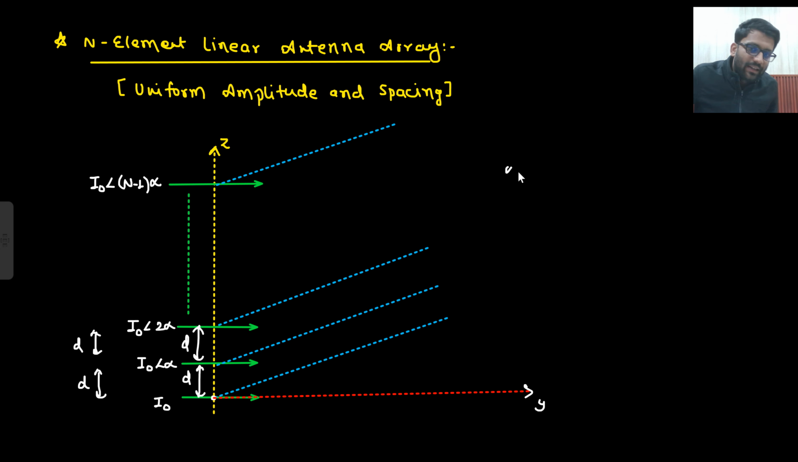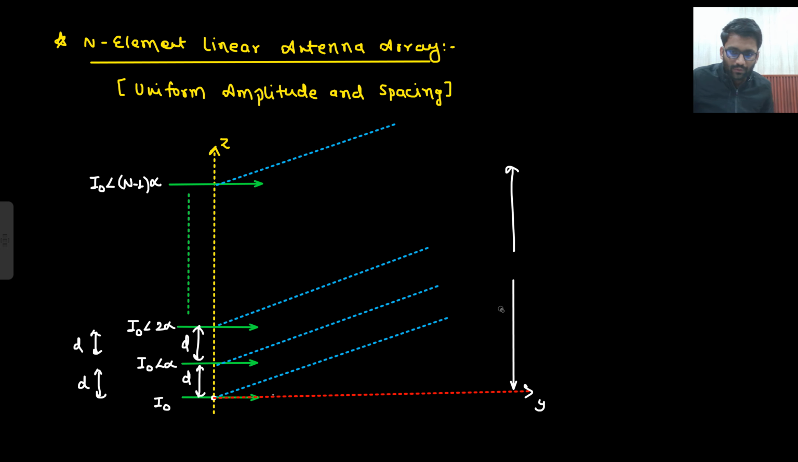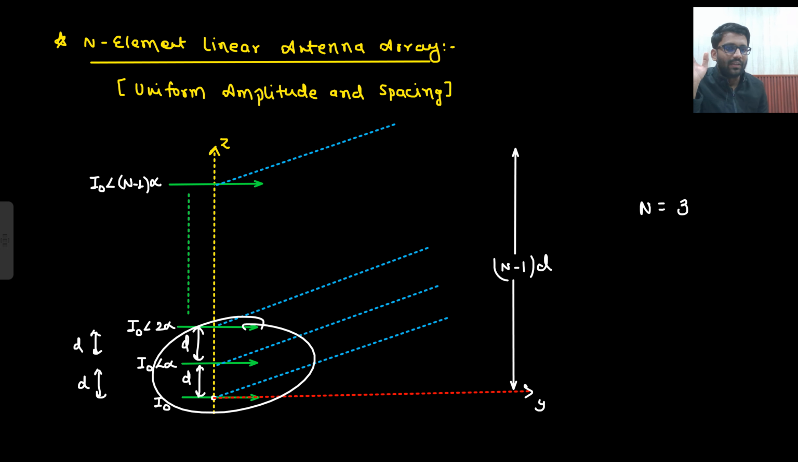And if I ask you what is the length of this antenna array in terms of n and d? Can I write the length as (n minus 1) into d? If the elements are 2, then 2 minus 1 into d. If n equals 3, the length should be 2d. Yes, the length is 2d. If I put n equals 10, then the complete length is 9d. Are you getting this point? Did you understand this point?